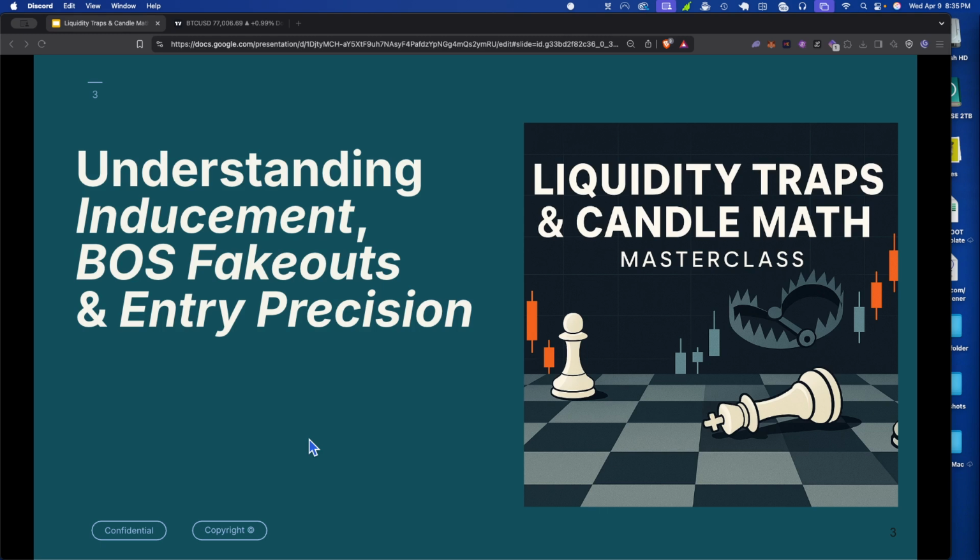With that out of the way, we are going to understand what is inducement, what is breaker structure, what is a breaker structure fake out, and how we can gain entry precision. This is a topic that I've been asked to cover by a couple of people in the Discord. Obviously, we've had some really good sniper entries, and today we are going to understand how we get to those entries to be so precise.